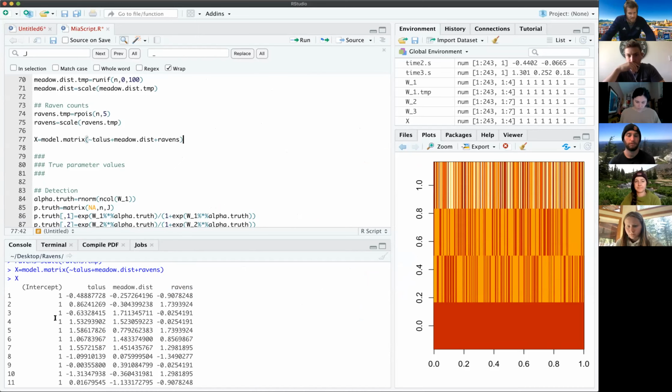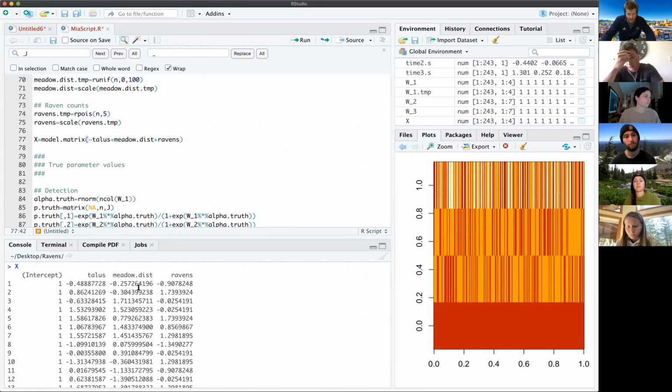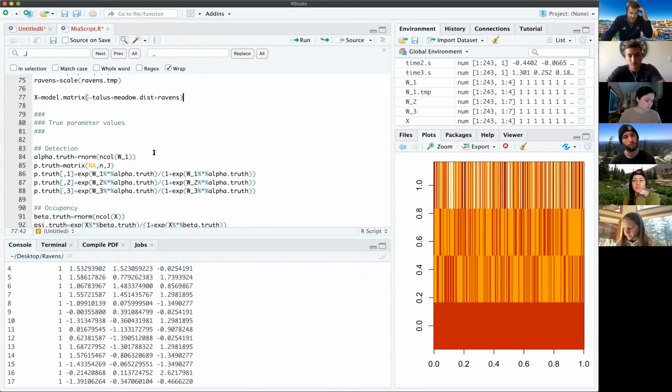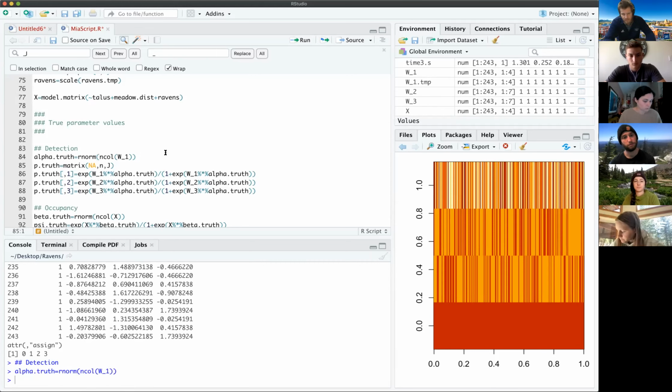So here's our X matrix: talus, meadow distance, and number of ravens. Now for simulated data, we're going to simulate some true values here, just for making sure our algorithm converges. We could spend some time and get our alphas all to have the right sign, either negative or positive, depending on what we expect the effect to be. But we're going to do that with the real data. What we're going to do here is just make sure we can get an algorithm that works.